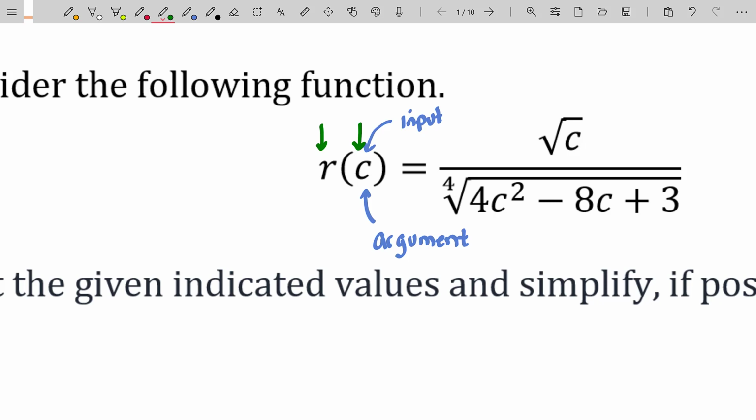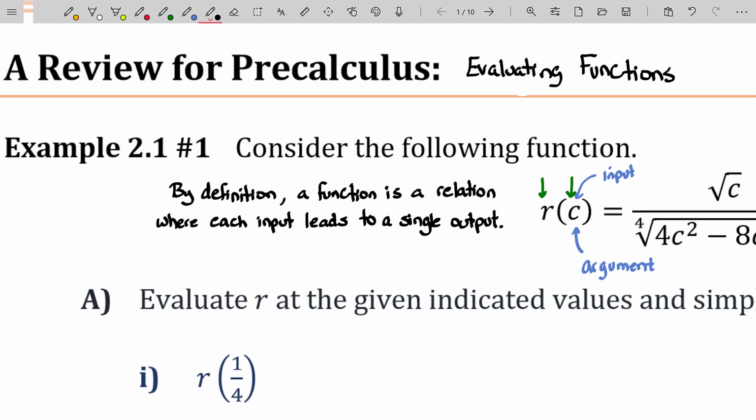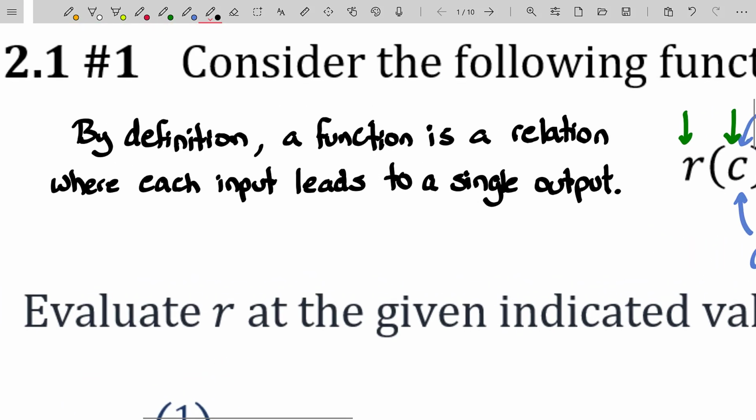You have an input variable, you have an output variable, and the whole point of it being a function is that every input leads to only one output. That's how you know you have a function. So there you go, in black and white. By definition, a function is a relation where each input leads to a single output.